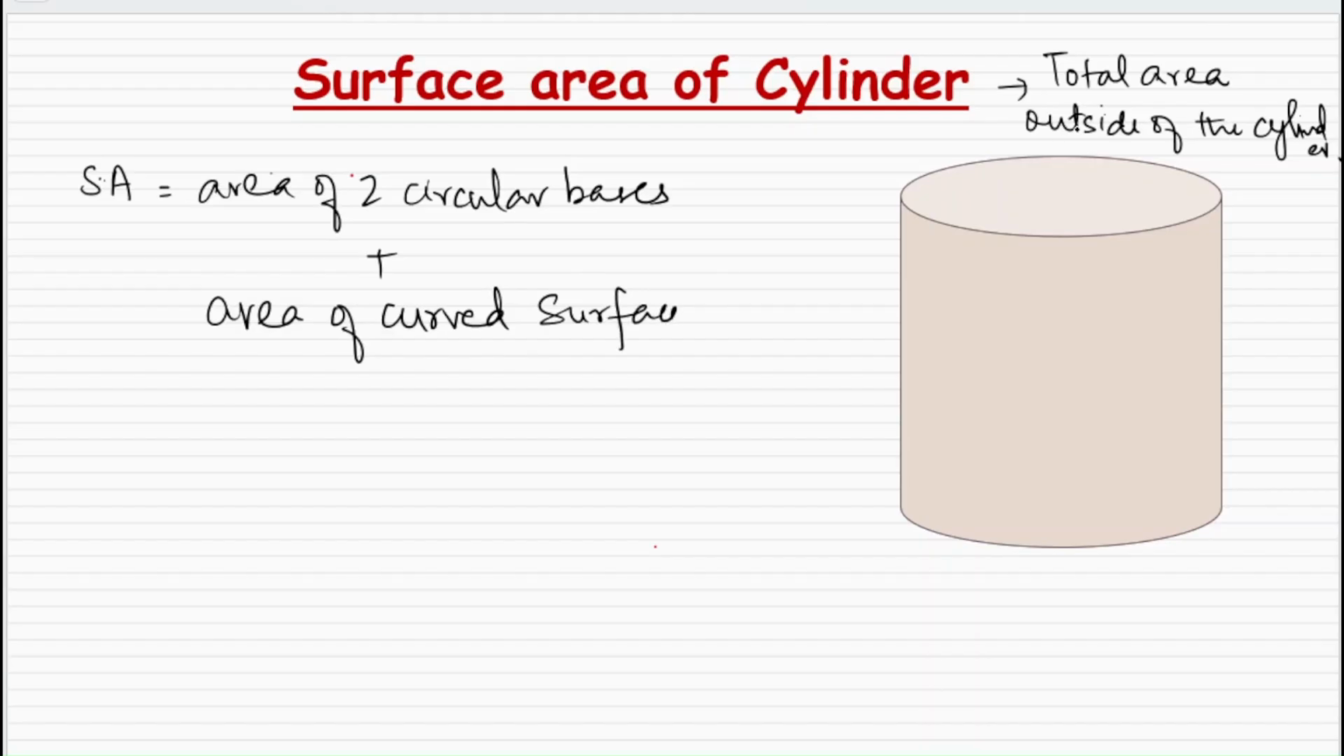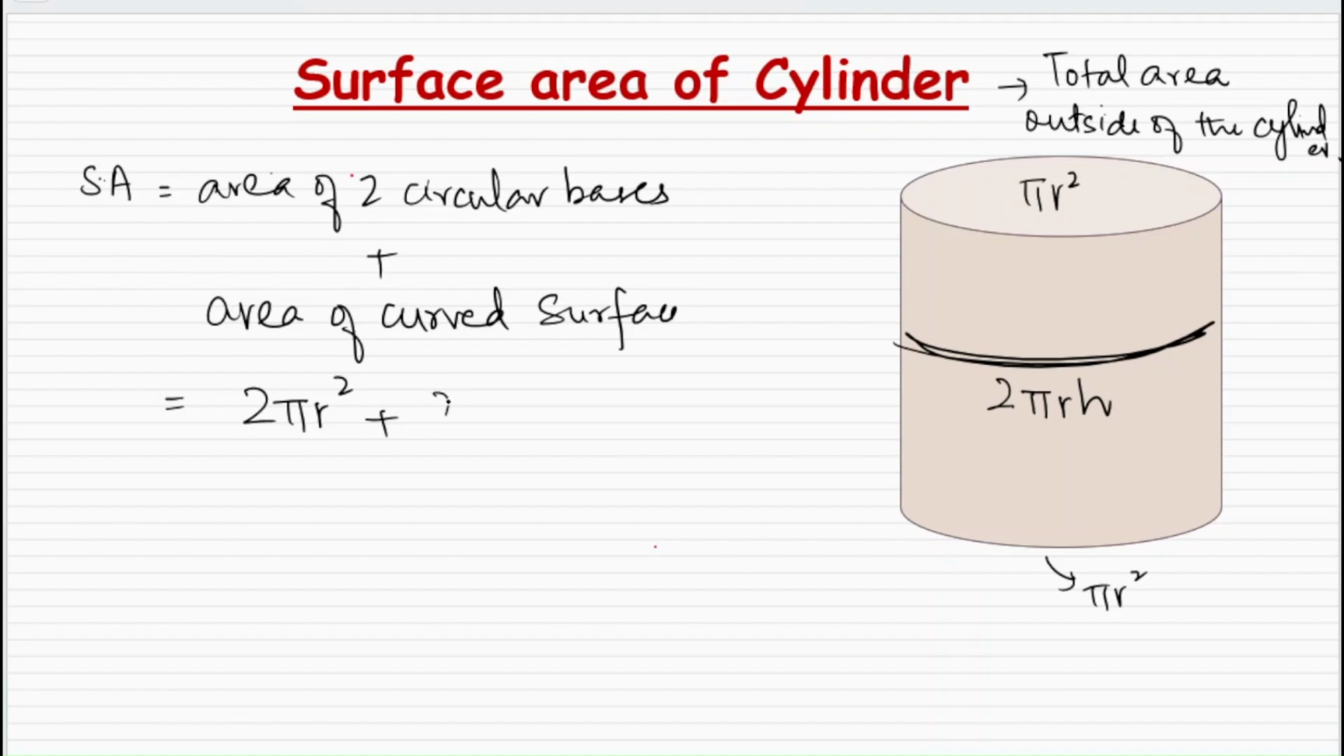Now we know that the area of a circle is pi r square. So the area of the circular base will be pi r square. Since we have two circles, the area of the two circles will be 2 pi r square. Plus, what is the area of the curved surface? The curved surface has an area of 2 pi r h. So I will add 2 pi r h, and this becomes the formula of surface area: 2 pi r square plus 2 pi r h.